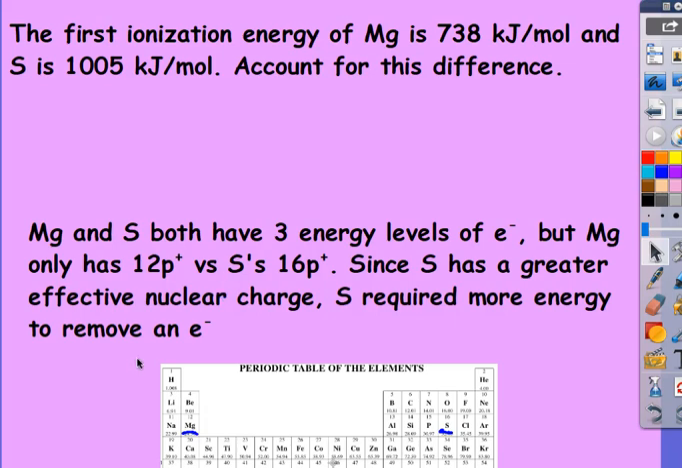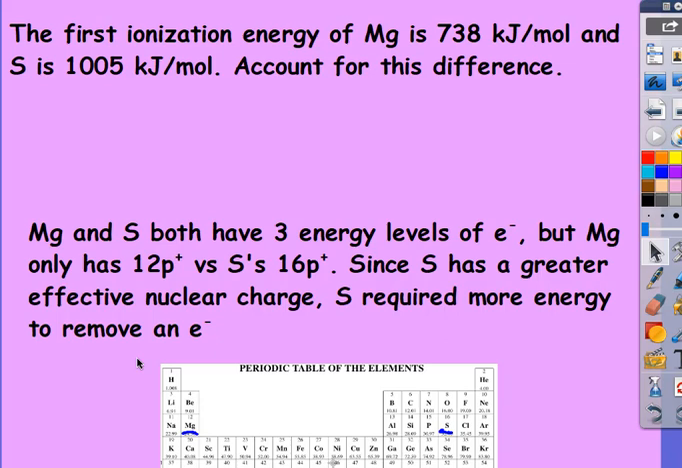So remember that we need to be comparing them. So we need to talk about both atoms. So magnesium and sulfur both have 3 energy levels. But magnesium only has 12 protons versus sulfur 16 protons. Since sulfur has a greater effective nuclear charge, sulfur requires more energy to remove an electron.